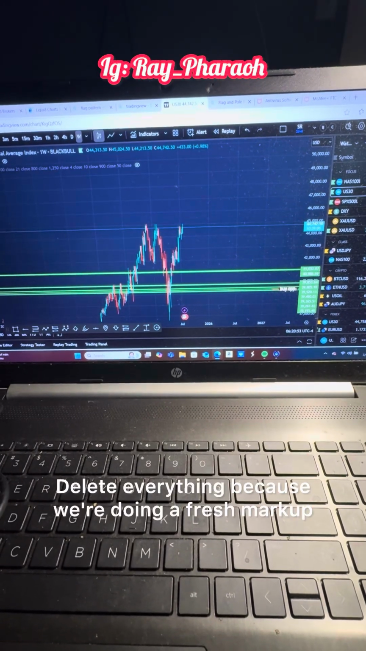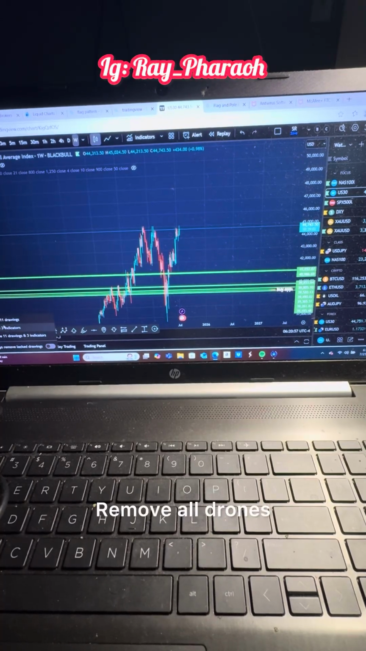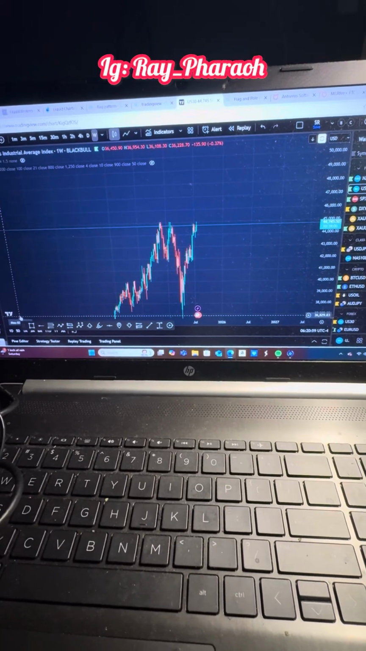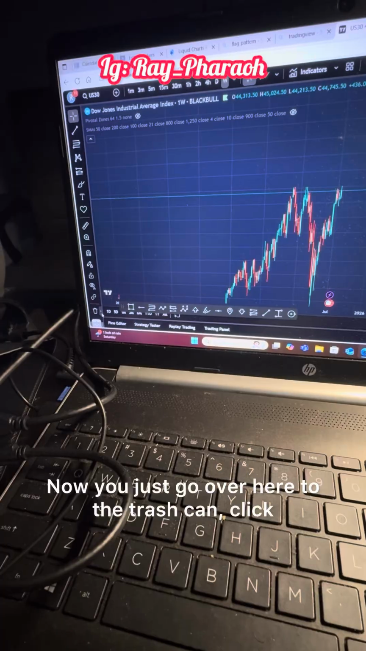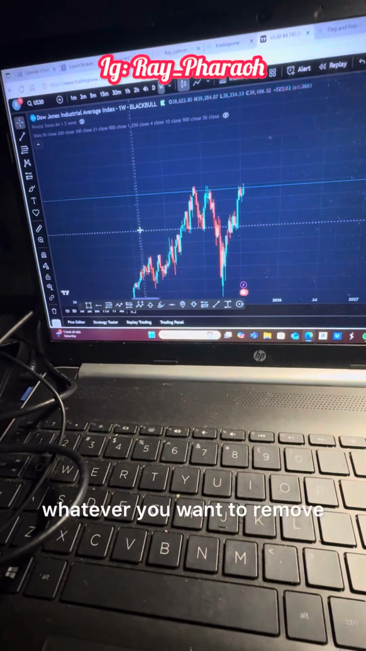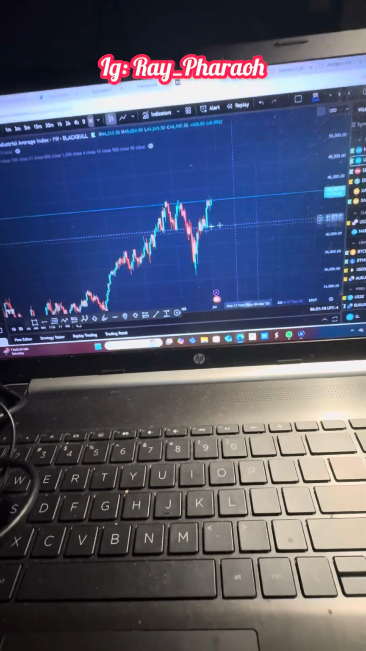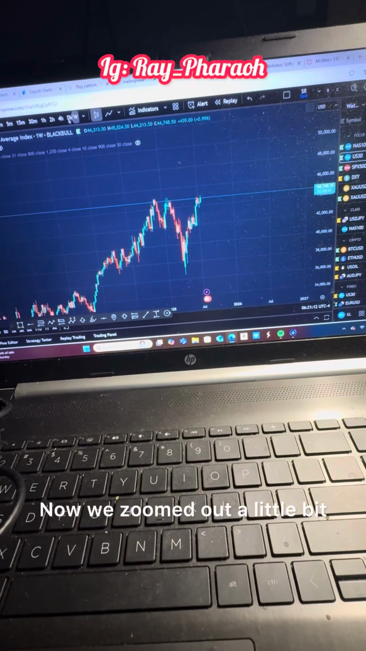all right, let's delete everything because we're doing a fresh markup. You just go over here to the trash can, click, remove drawings, remove indicators, whatever you want to remove.